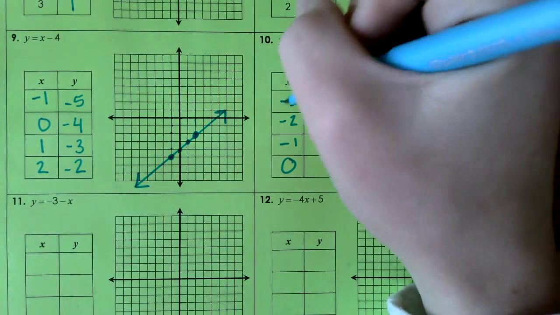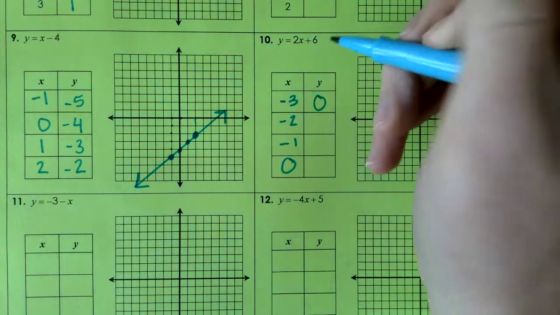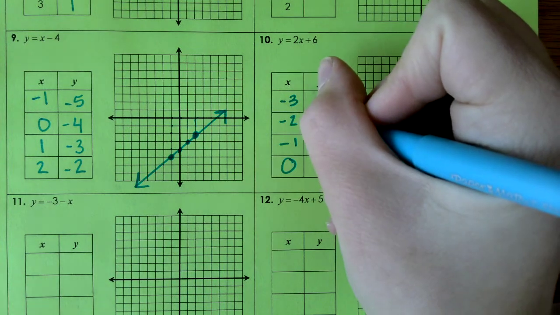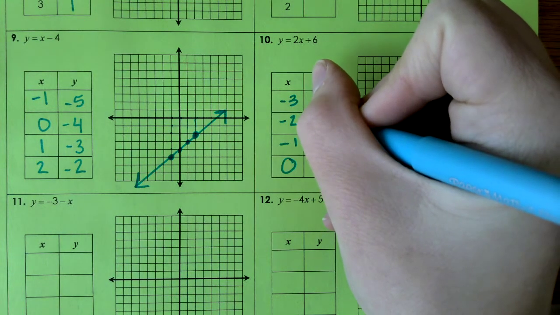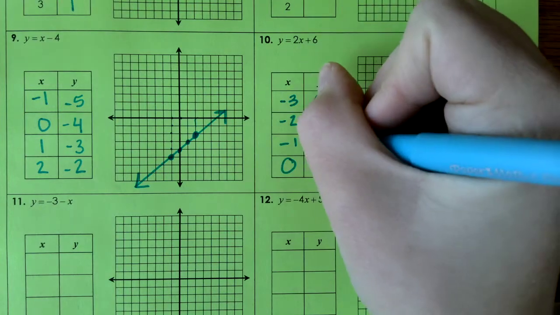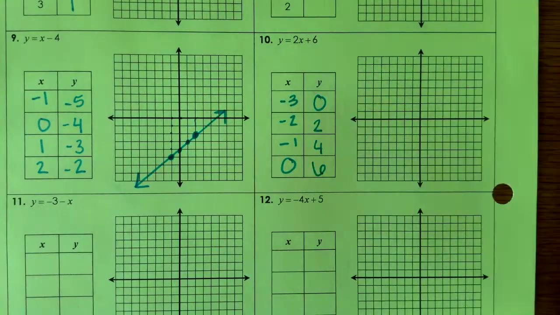Well, I just know 2 times negative 3 is negative 6. Negative 6 plus 6 is 0. Negative 2 times 2 is negative 4, plus 6 is going to get me 2. Negative 1 times 2 is negative 2, plus 6 is going to give me 4. 2 times 0 is 0, and then plus 6 is 6.